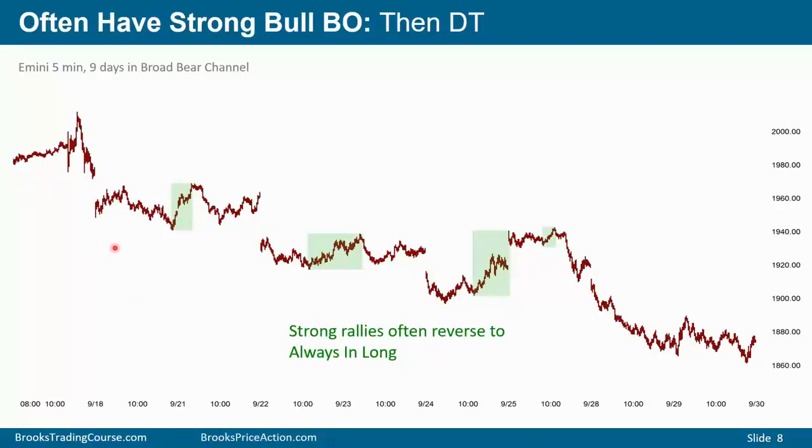With all trends, the market's constantly trying to reverse, but most reversals are minor and therefore fail. They become either bear flags or trading ranges, sometimes strong enough to become always in long, and that's one of the differences between a broad channel like this and a tight channel like this. A tight channel like this, the pullbacks do not last long enough for the market to become always in long.